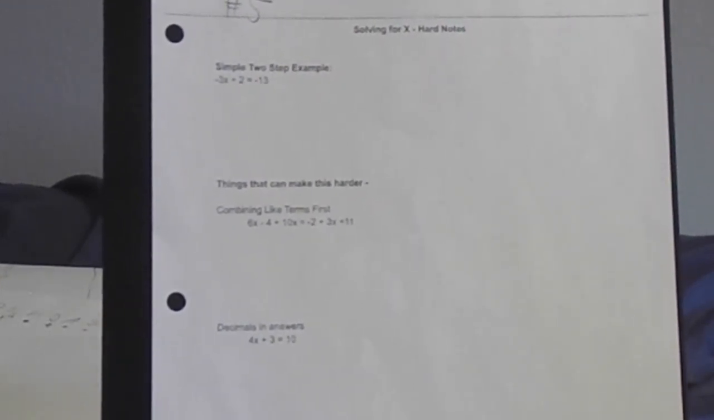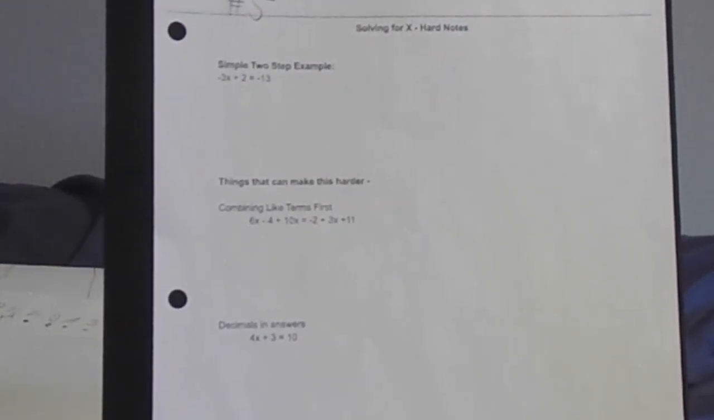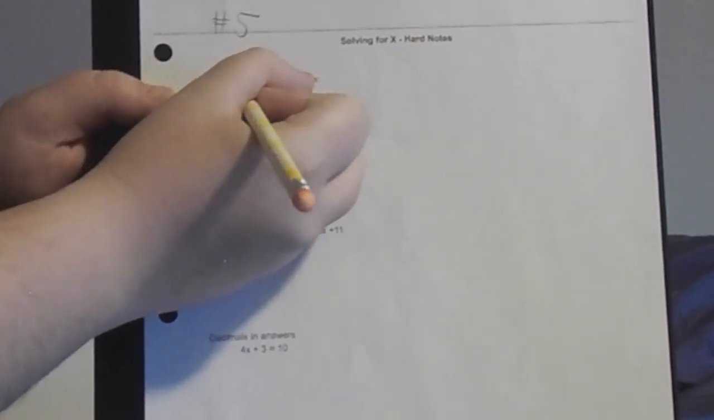Welcome to note set number 5, solving for x hard. The reason why it's called hard is because we start adding scary things like multiple steps before we can do the standard solving for x stuff. So this is the really simple version, this first example, where you draw your wall.